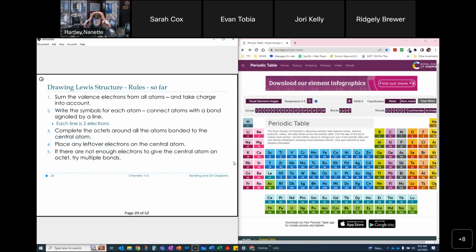Now, we're going to sum the valence electrons from all atoms, and we'll take any charge that exists into account. So when we talk about that BrO3 minus, we'll need to include that minus charge. So that means an additional electron. We'll write the symbol for each atom, and then connect atoms with a bond signaled by a line. Each line is 2 electrons. We'll complete the octets around all of the atoms bonded to the central atom. We'll put any leftover electrons on the central atom, and if there are not enough electrons to give the central atom an octet, we're going to try multiple bonds.